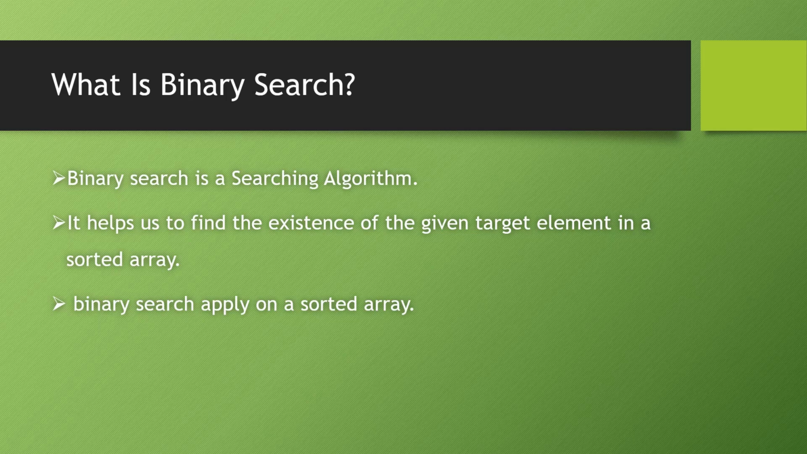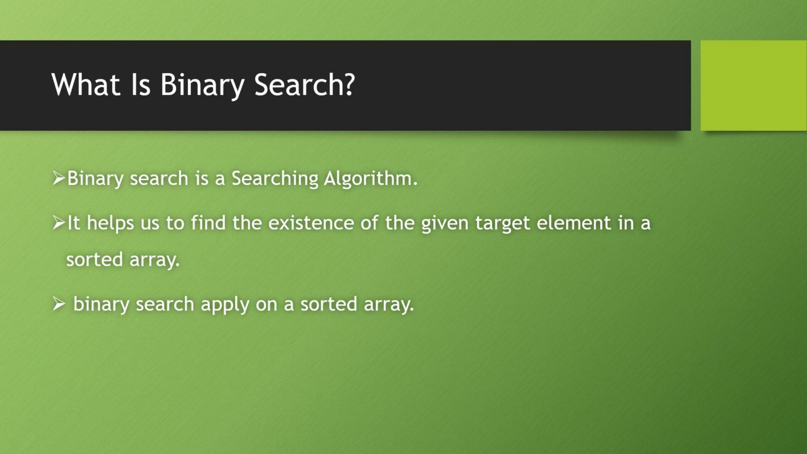Okay, so first of all, it helps us to find the existence of the given target element in the sorted array. Suppose we have given an array. In that array, if we want to find the index of the given target element, then we use binary search here. We can use linear search also, but here we talk about binary search. So we'll talk about how the binary search algorithm works in that case. Let's discuss the binary search algorithm first.